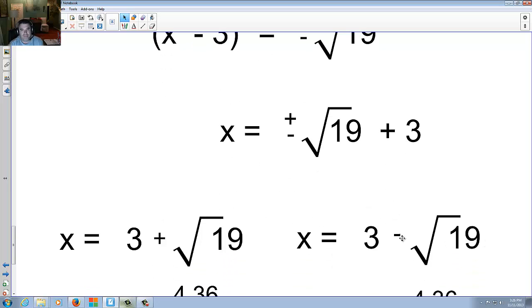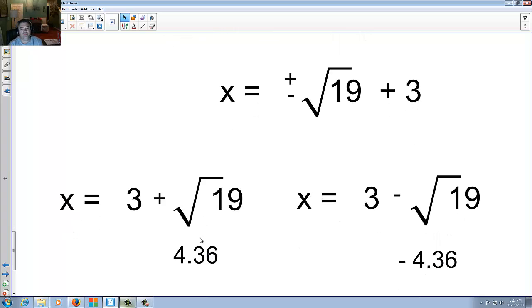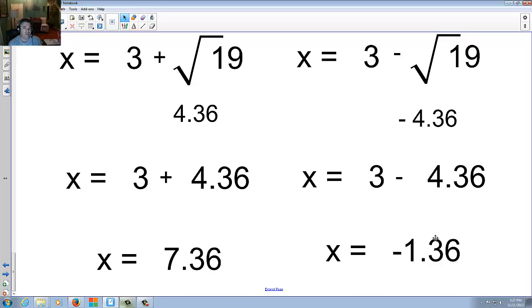You split it up. I guess in the end I put the whole number first, but whatever. This is fine. If I have to finish it off to a decimal, square root of 19 is 4.36. So you add 4.36 here, and here you minus 4.36. And there is your answer.